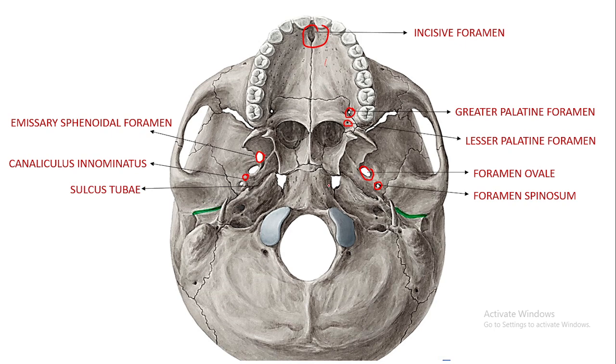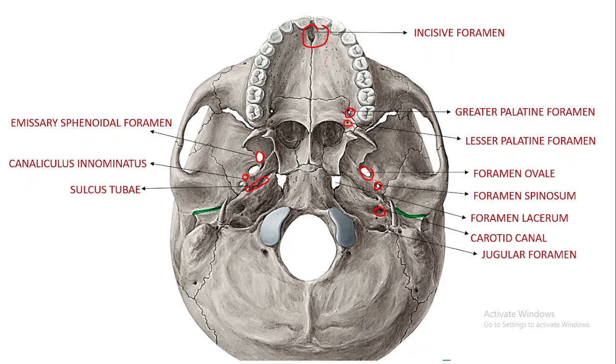After that, other structures which are present in the middle part of norma basalis: this is sulcus tubi. This is not a foramen. It is a sulcus like groove which is present between the sphenoid bone and the petrous temporal bone. This is called as sulcus tubi. And this is foramen lacerum, the carotid canal. This foramen which is present in the petrous temporal bone is the carotid canal.